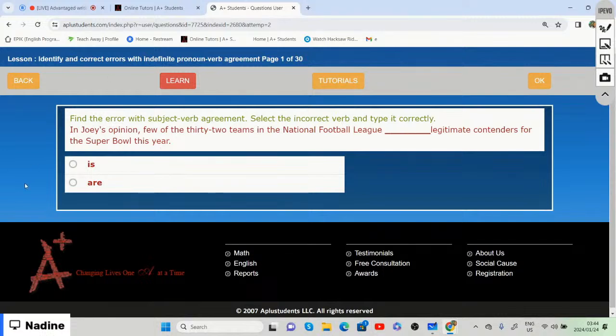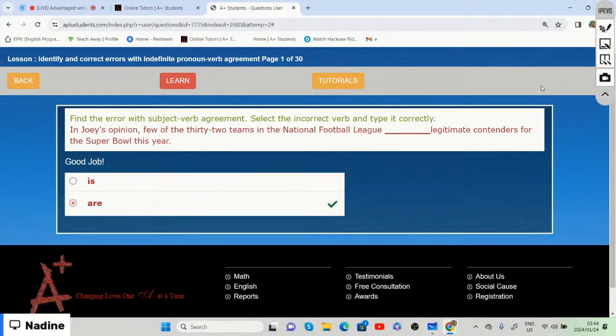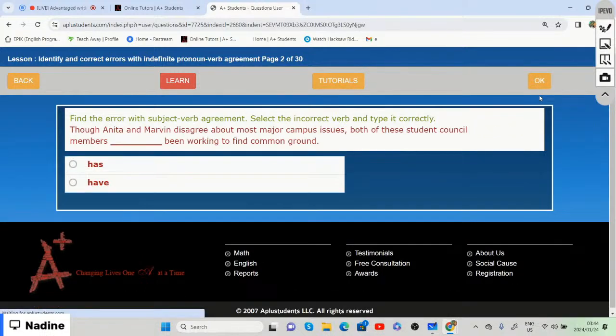All right. So if we choose the correct word, we're going to say they are. It says, in Joey's opinion, a few. So which means that they are. So few of the 32 teams, because it's more than one, in the National Football League, they are legitimate contenders for the Super Bowl this year. So well done. Are is correct.